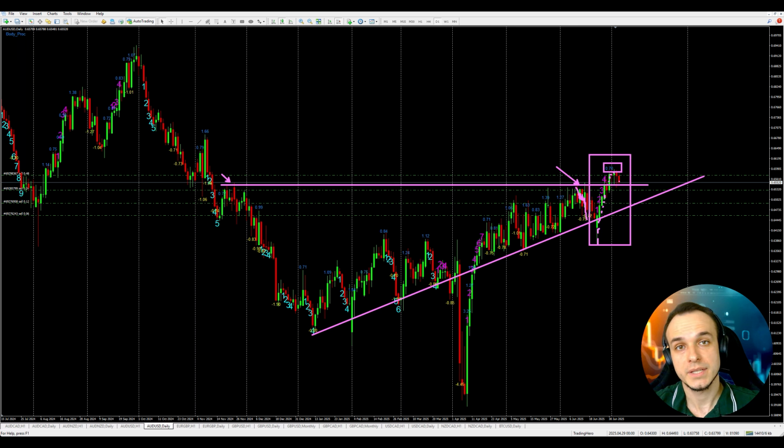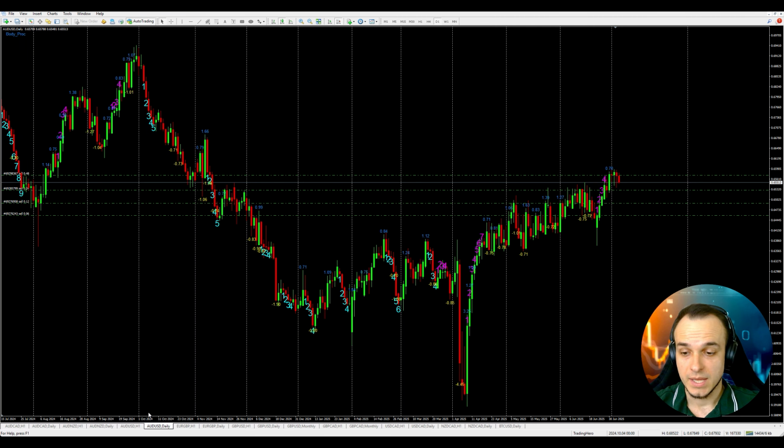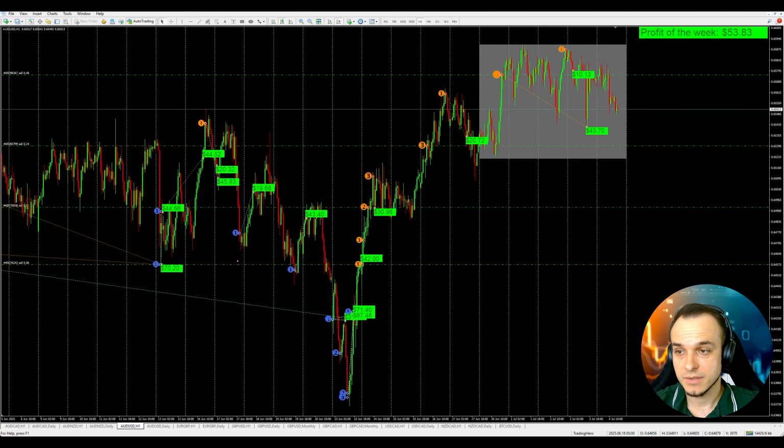But now the geopolitical situation is more or less stable, so we can expect that the price will continue moving in the direction it was supposed to move the previous week. So far we don't have many trades. All of the trades that we have are selling trades, so hopefully we're going to see this downward movement and close all our trades with a profit.